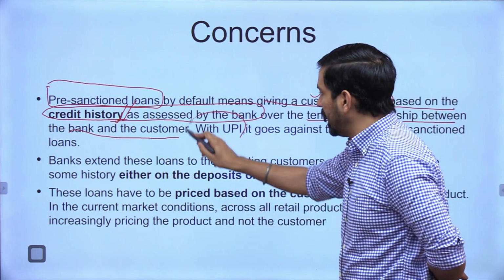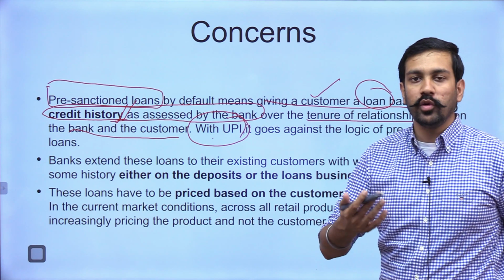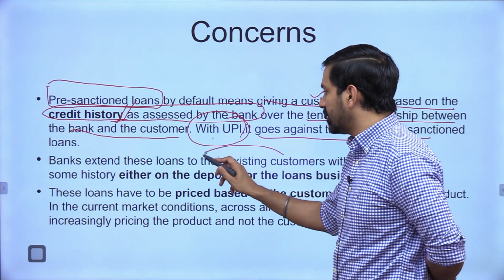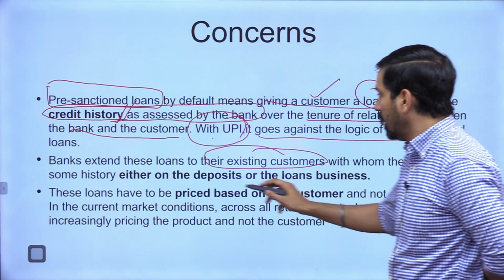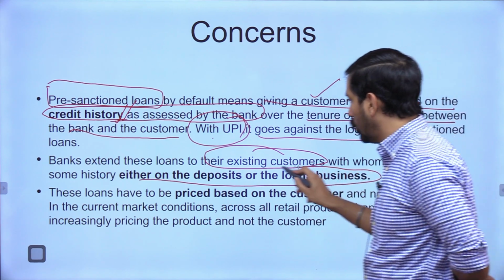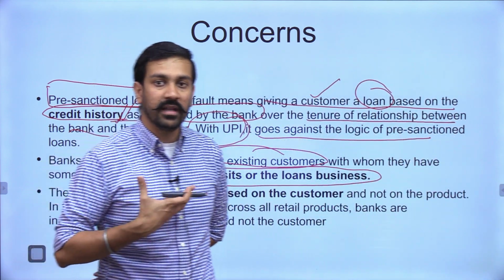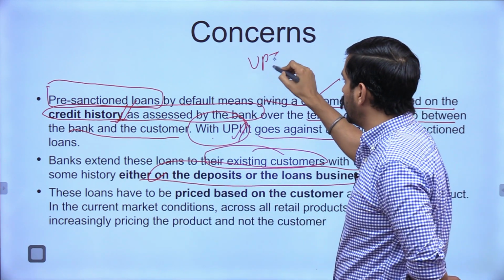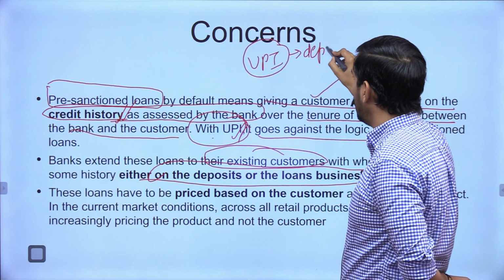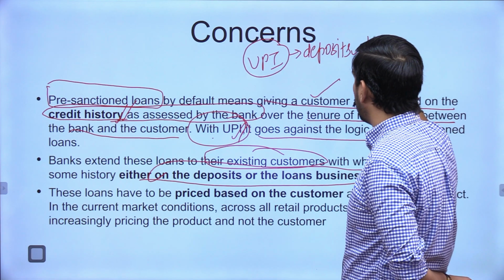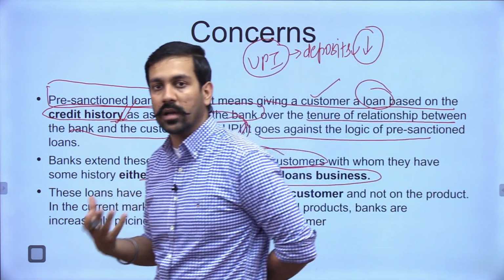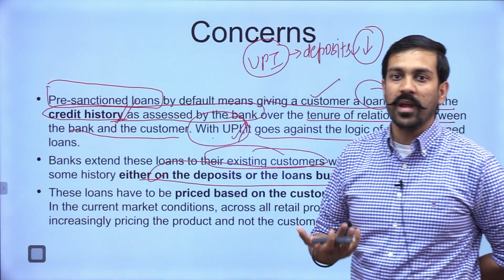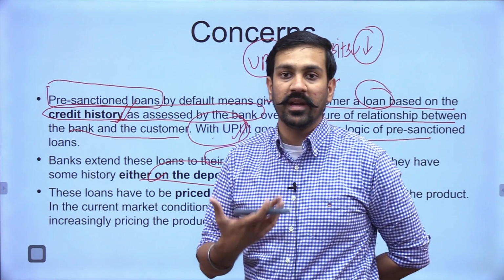But getting a pre-sanctioned loan through UPI rather than through the bank goes against the logic, because banks extend loans to their existing customers on the basis of some deposits or on the loan business. So this facility is not available with respect to UPI. And with UPI, as we have already seen, the deposits of the customers are very low because of the security concerns. When we all know that the deposits are not of high amount, then on what basis will the customer be given a loan?